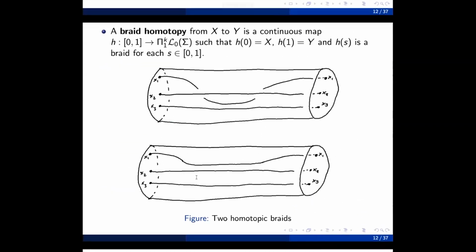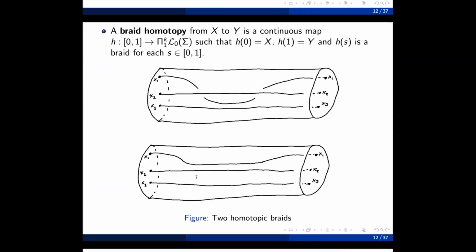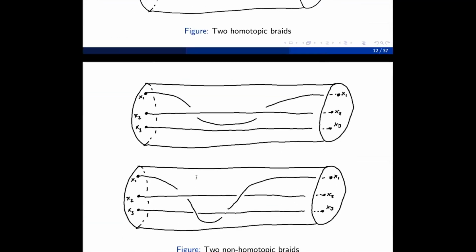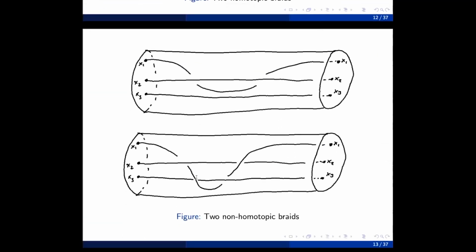So for instance, here we have two homotopic braids, right? I can deform the first into the second just by pulling that strand up, not crossing through any other strands, right? These two braids are not homotopic, because if I want to deform this one to this one, obviously I have to pass through x2 and x3, right? And this can be shown by computing, say, linking numbers of the first strand with the second and the third, right?